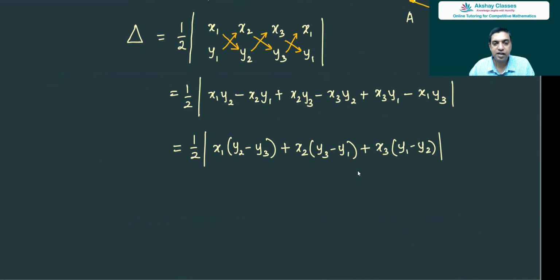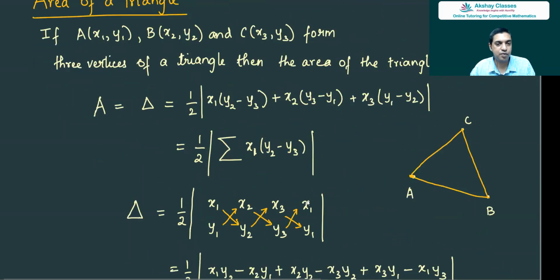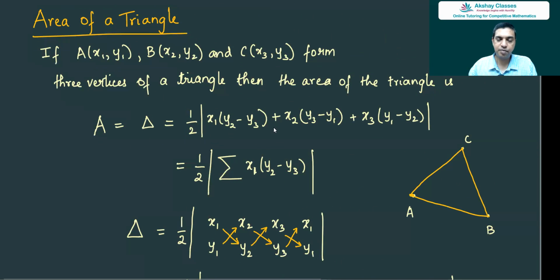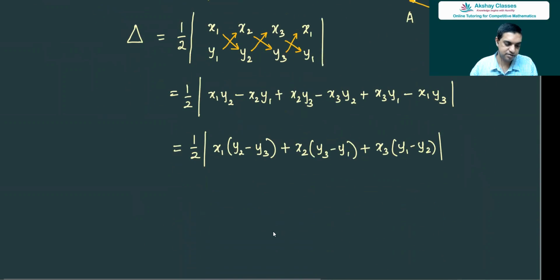So we see we get the same result, but this way of doing, we will never fail to get the correct value. Here, remembering the sequence may be a little difficult, but in this case, we will never make a mistake. This is the area of the triangle. We calculate like this.